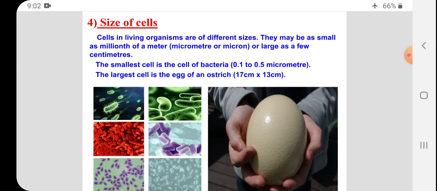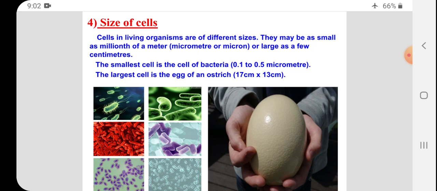What are the sizes of cells? Cells in living organisms are of different sizes. They may be as small as a millionth of a meter, that is a micrometer or micron, or as large as a few centimeters. The smallest cell is the cell of bacteria, which is 0.1 to 0.5 micrometer, whereas the largest cell is the egg of an ostrich. You can see in the figure, it is 17 centimeter by 13 centimeter, which is quite visible with the naked eye.